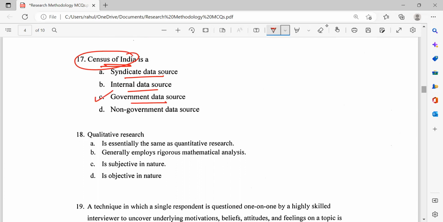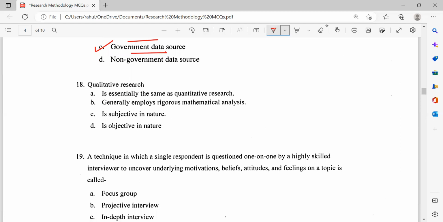Okay. Question number 18. Qualitative research is essentially the same as quantitative mode. Generally employs rigorous mathematical analysis? No. Is subjective in nature? Yes. Is objective in nature? No. So qualitative research 100% is subjective in nature. Option C is the correct answer.